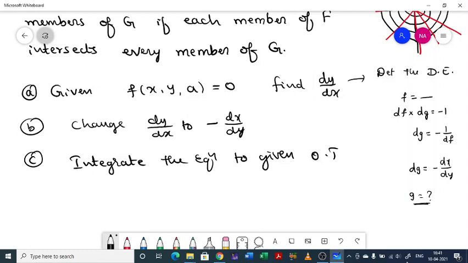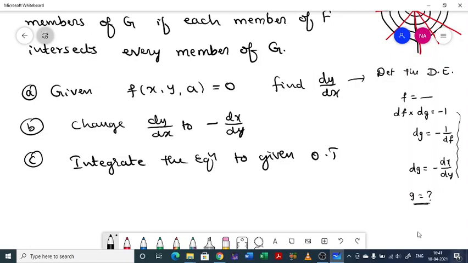For the working procedure, you can look into this slide. Given f of x comma y comma a equal to 0, find dy by dx. We say that this is determining its differential equation. Then change dy by dx to minus dx by dy. Why we need to change dy by dx to minus dx by dy is explained here. After finding dy by dx, you change it to minus dx by dy. Then whatever equation you get, you have to integrate to get its orthogonal trajectory.